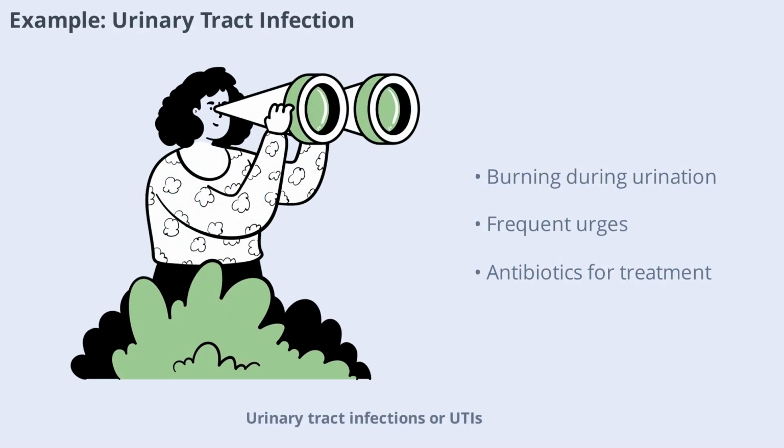Urinary tract infections, or UTIs, are usually caused by bacteria entering the urinary system. Symptoms include burning during urination, frequent urges to urinate, and lower abdominal pain. Doctors confirm the diagnosis with a urine test and prescribe antibiotics for treatment. Drinking plenty of water can help flush out bacteria and speed recovery.